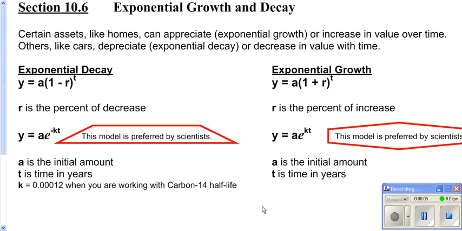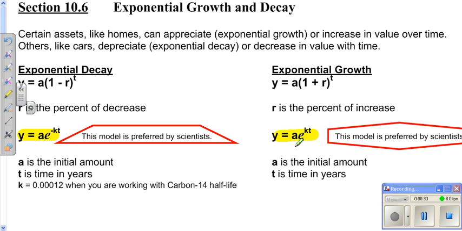Exponential growth and decay. There's going to be a total of 4 formulas that you're going to have to be aware of. These two down here are the two that you would use if you're dealing with a scientific situation. When you're dealing with a scientific situation, you want to use the one with the natural number e in it.